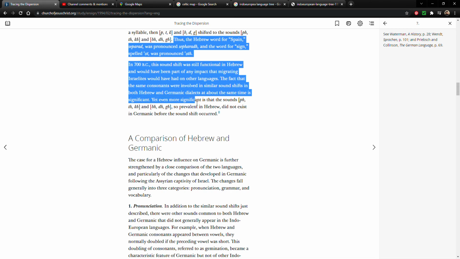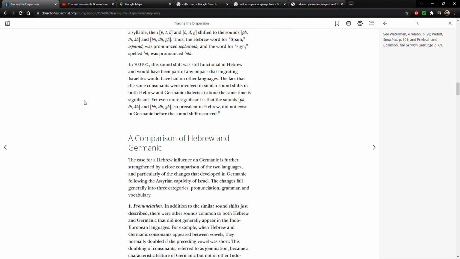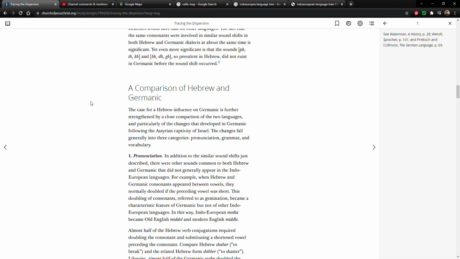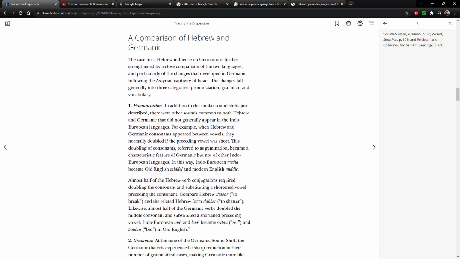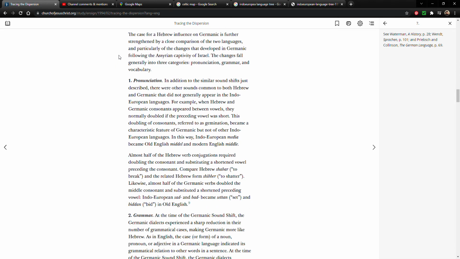Yet even more significant is that the sounds PH, TH, KH, and BH, DH, GH, so prevalent in Hebrew, did not exist in Germanic before the sound shift occurred. Wow, you guys, this is crazy. This is crazy. The comparison of Hebrew and Germanic.